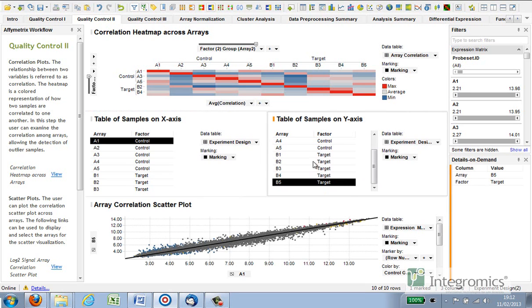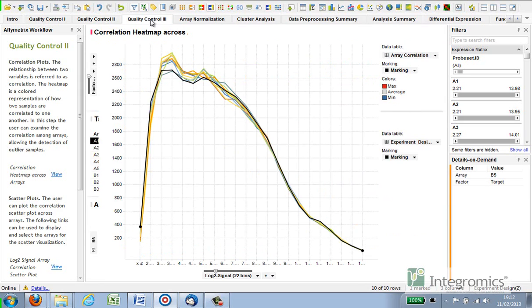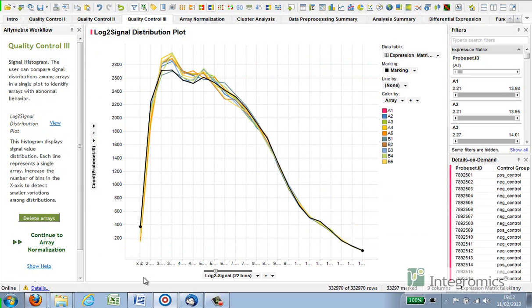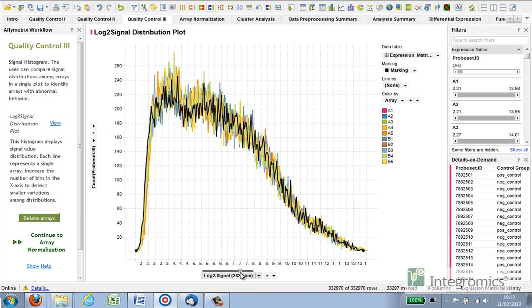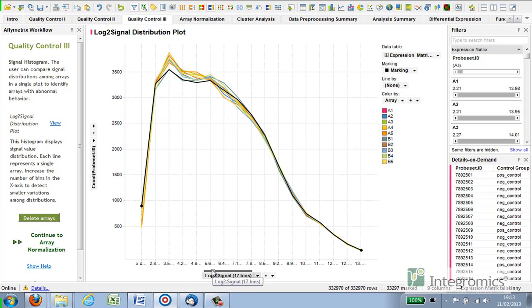By specifying on the table of samples, it is easy to go through and assess the correlation between individual samples. The signal intensity of the arrays can be observed in the QC tab as well. In order to get a better indication of inter-array signal variability, we can increase the number of bins on the x-axis. In this dataset, no obvious outliers have been detected thus far, and the signal histogram is concurrent with that.